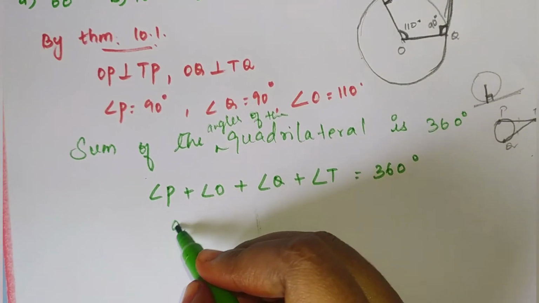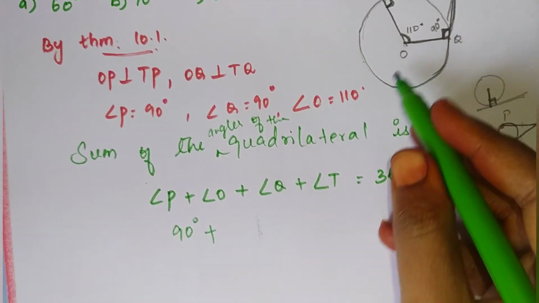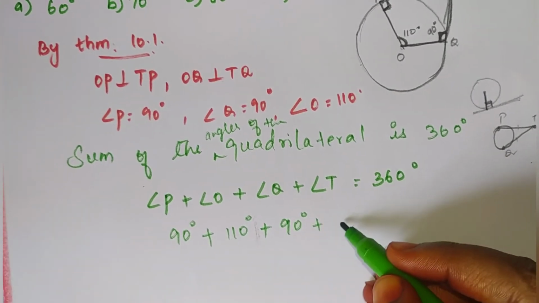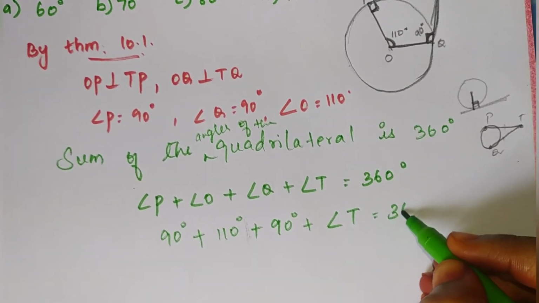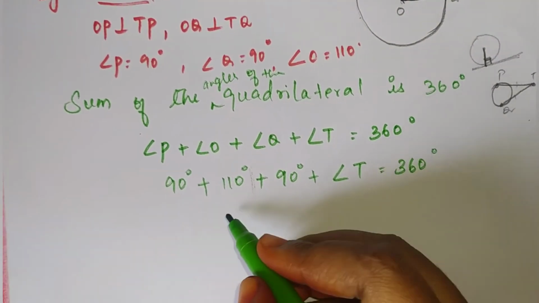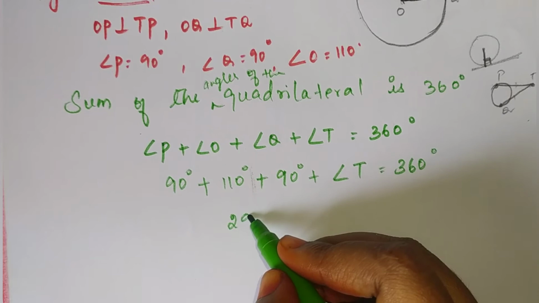Angle P is equal to 90 degrees, angle O is 110 degrees, angle Q is 90 degrees. Angle T, that one you have to find. Clear? So if you add, what will you get? 290 degrees.